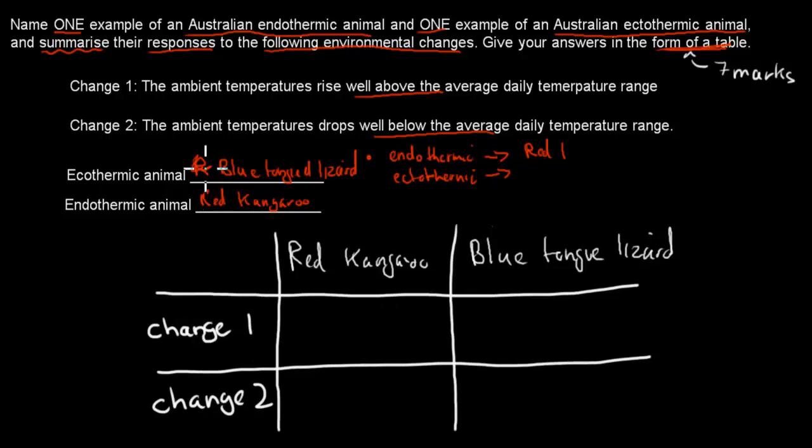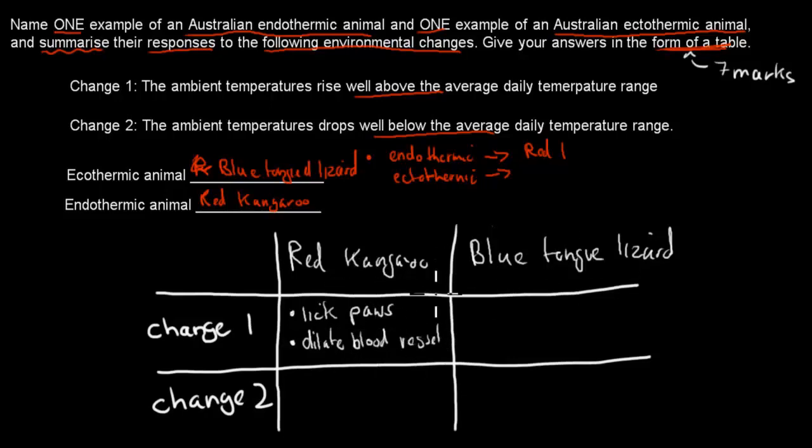So again, what was change 1? Change 1 was that the ambient temperature rises well above. So if it's too high. For the red kangaroo, they lick their paws. You don't have to explain, it doesn't ask you to explain, it just asks you to summarize. Lick paws, and it can also dilate blood vessels, because it is an endotherm, and endotherms can do that.